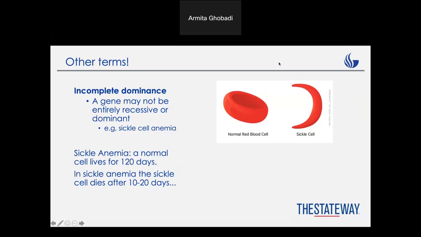The problem with that is these sickle cells cannot help the body get enough oxygen, and they're going to die soon, and that's why people with that kind of anemia would have a lot of problems.